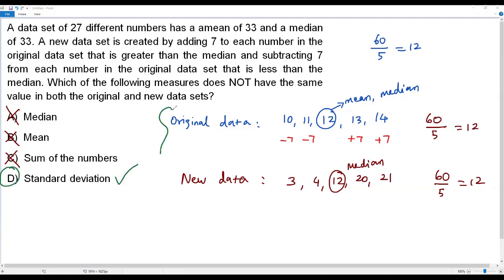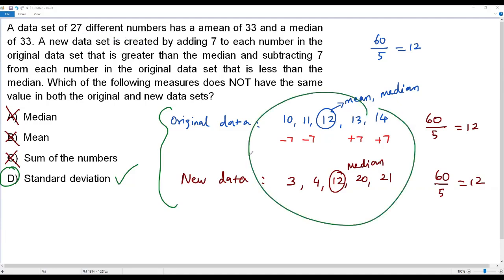The same logic applies for the 27 different numbers. Whatever I've done here for these 5 values, the same thing we will do for these 27 different numbers. So we will get the same result for the data set with 27 different numbers, which has a mean of 33 and a median of 33. Therefore, the correct answer choice for this one is option D, standard deviation.